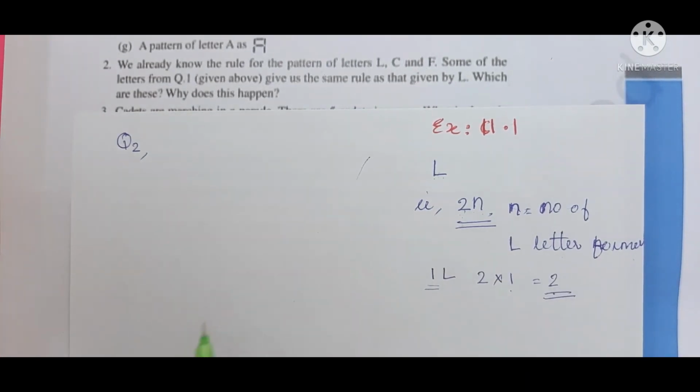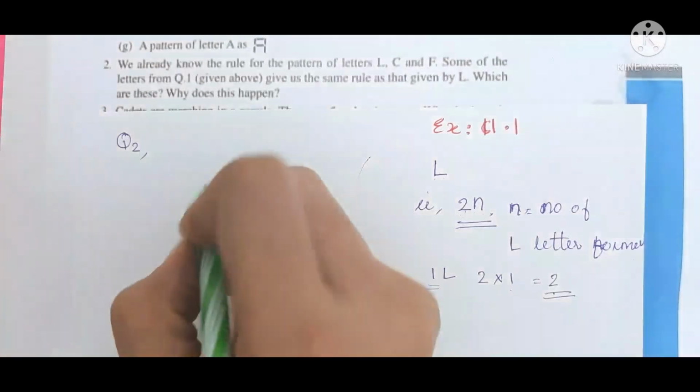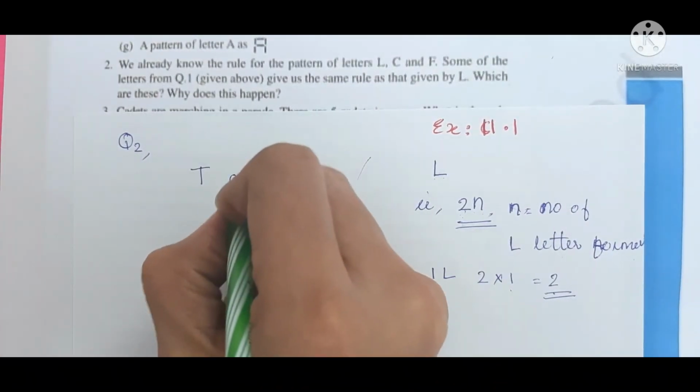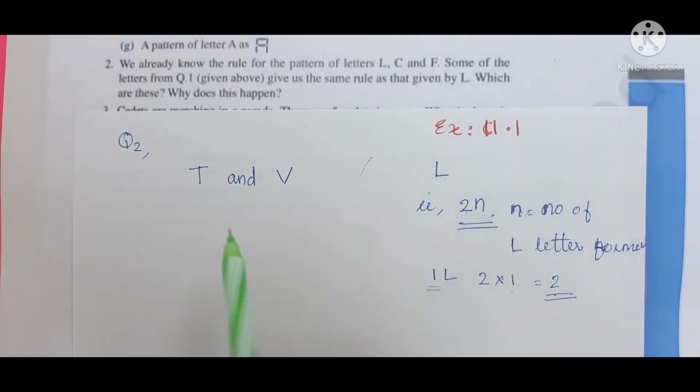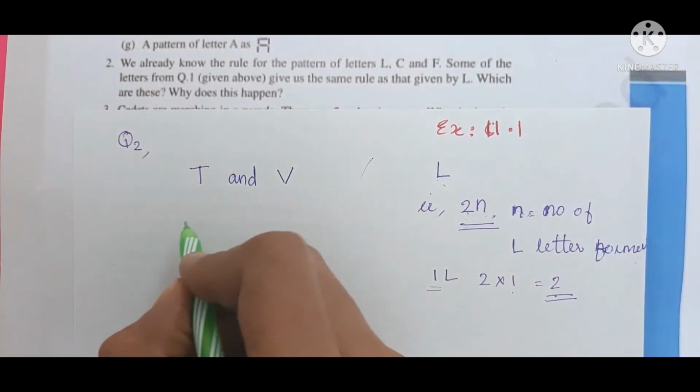So let us come to the answer. That is, what are the letters that can follow the rule of the L letter from question number 1? They are T and V. Why are they following the rule of L? Because they need 2 matchsticks for making the letter. So we can check.